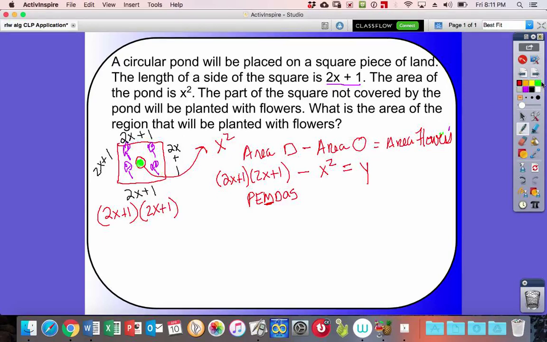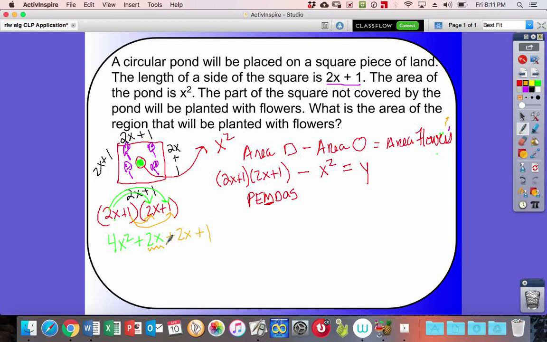So I'm going to change my pen color. I'm going to take the 2x and multiply it times 2x, and I get 4x squared. Then I'm going to take the 2x and multiply it times 1, and I get plus 2x. Okay, now I'm going to change my pen color again. Let's see what orange looks like. I'm going to take the 1 and distribute it. 1 times 2x gives me plus 2x. 1 times 1 gives me a plus 1.